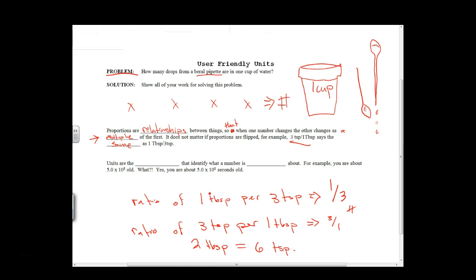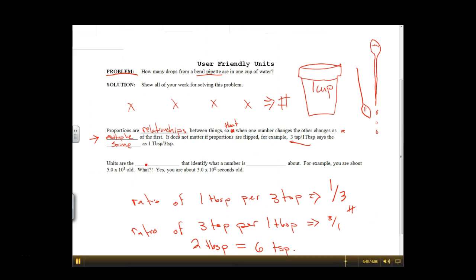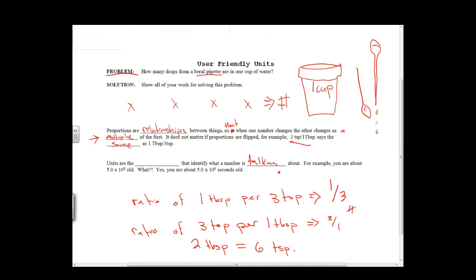All right, units are the words that identify what a number is talking about. All right, it's going to run out of time. Go ahead and do your lab.